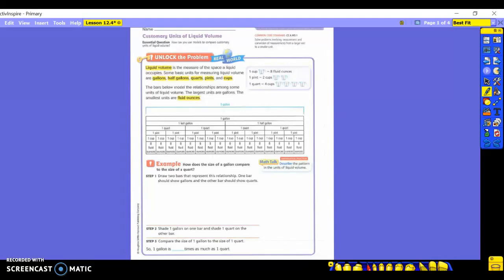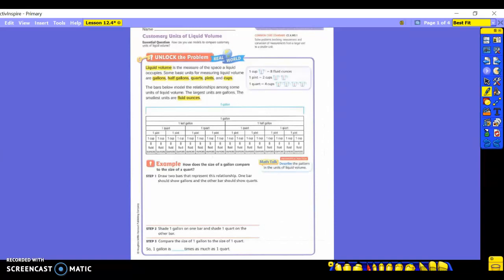Alright, today we're going to discuss customary units of liquid volume. You will have a lot of things after today to remember. In the past couple of days, we've done units of length and weight. Today we're discussing liquid volume. And as you go through here, you're going to see what I'm talking about.